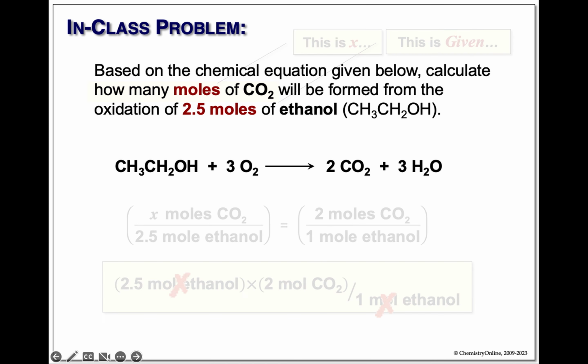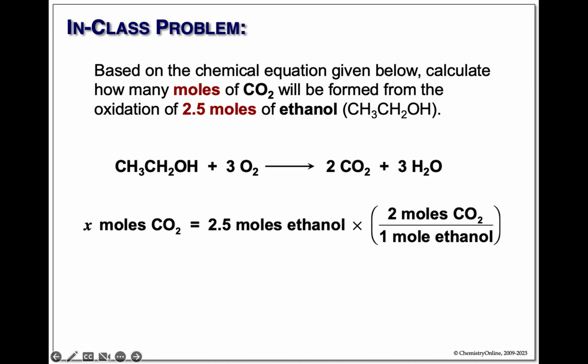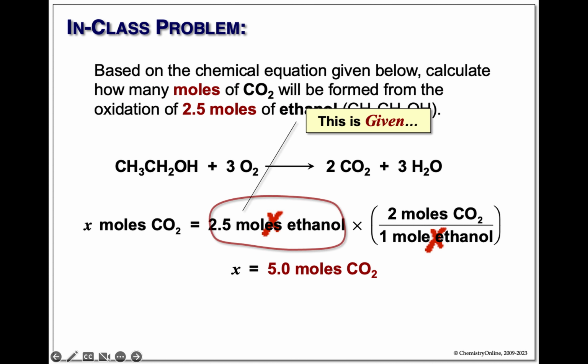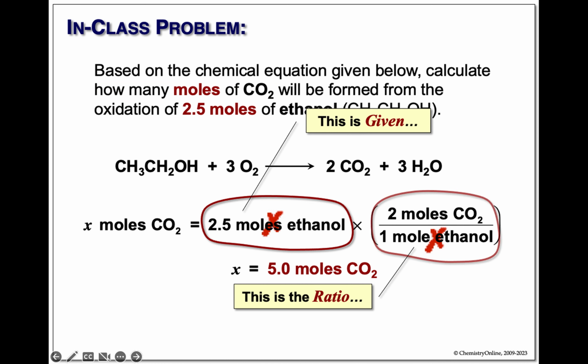But we could do it the other way too. If we multiply both sides by 2.5 moles of ethanol, this is what we wind up with. Once again, 2.5 times 2 divided by 1 are 5 moles. Now, this should look familiar. This is the step that this saves you. This is the given, isn't it? This is our ratio. And by George, that's what we're trying to find. It just saves you that little extra step. Any questions?